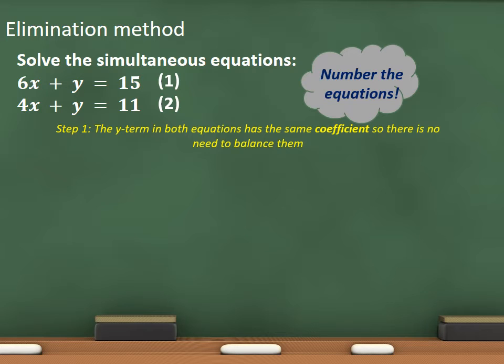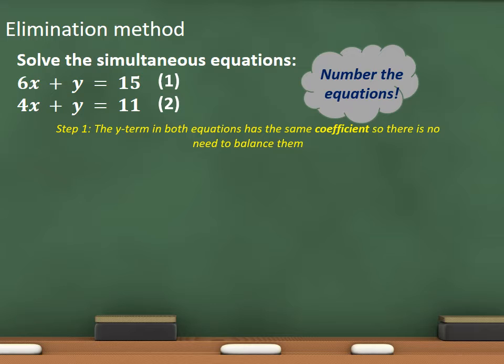As you can notice here, the y term in both equations has the same coefficient, so there is no need to balance them. To balance them means to multiply one of the equations or maybe both of them in order to get the same coefficient. Here I already have the same coefficient, so I'll go directly to the second step.